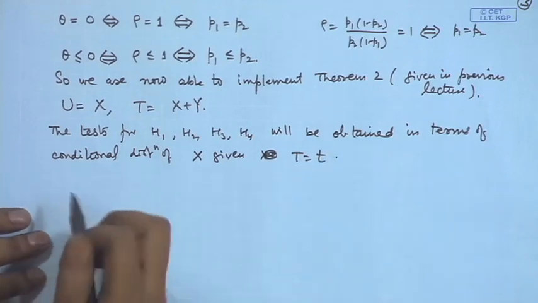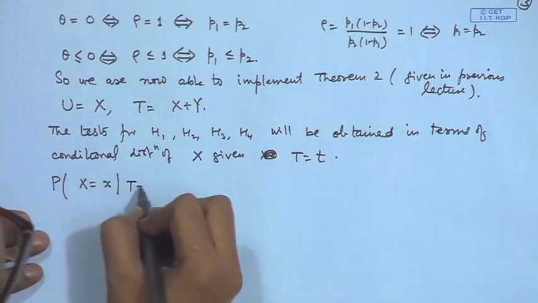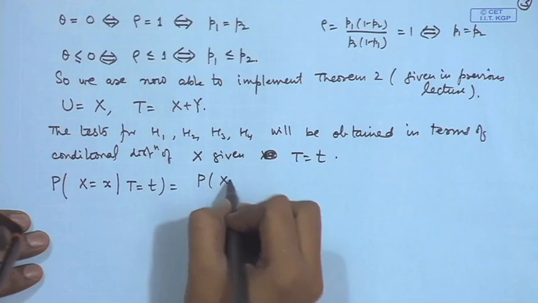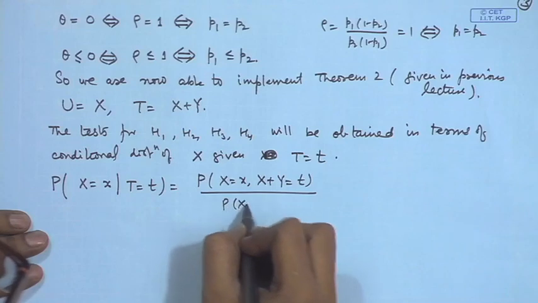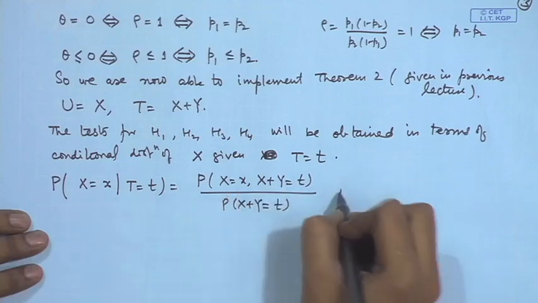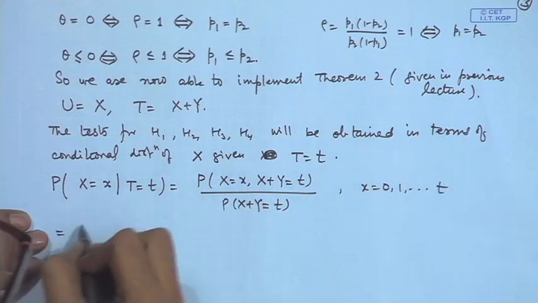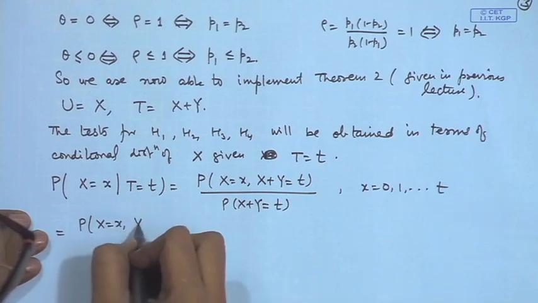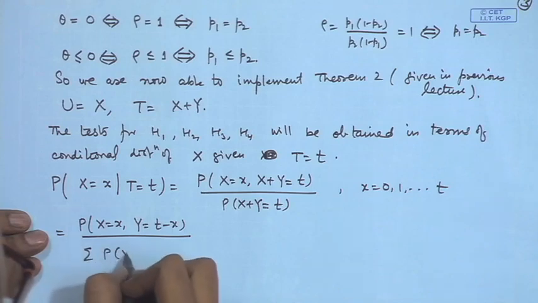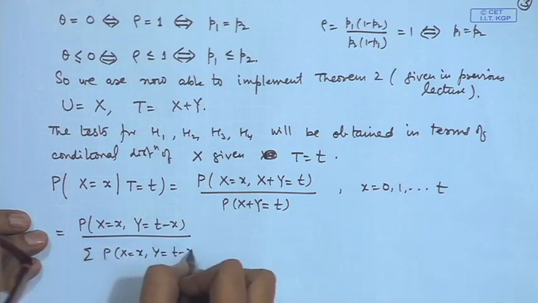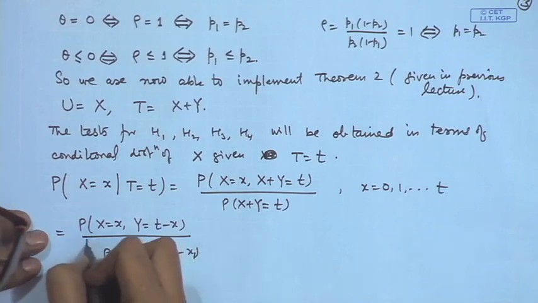So, we derive this distribution now. Probability of x equal to x given t equal to t, that is probability of x equal to x, x plus y equal to t divided by probability of x plus y equal to t, for x equal to 0, 1 to t. This we can write as probability x equal to x, y equal to t minus x divided by the sum over x 1 of probability x equal to x 1, y equal to t minus x 1. Let me write here x 1, and x 1 is equal to 0 to t.